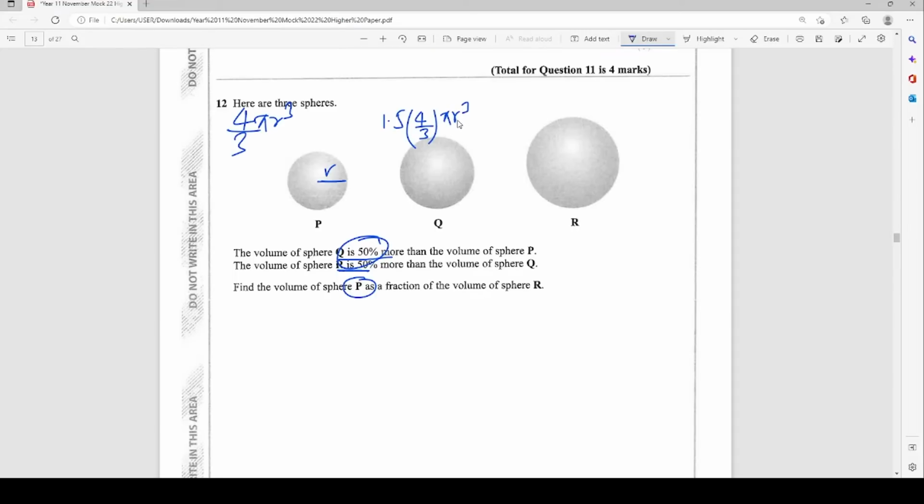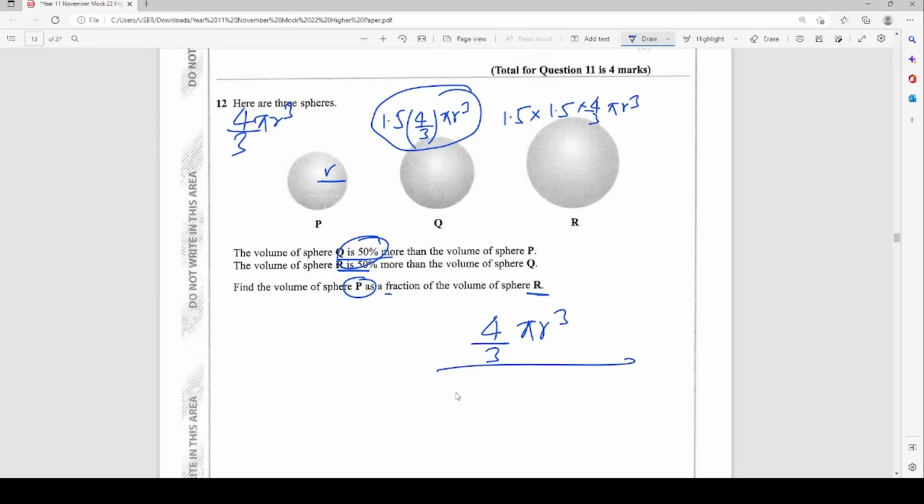Of course this r is different, but we are just trying to find a multiple, so it should be 1.5 times more. And again, R is going to be 50% more, so the multiplier I can use is 1.5 times 1.5. So the volume that I have for Q is 4 over 3 pi r cubed. Now I need to find the ratio, the fraction between P and R. So the volume for a sphere P is going to be 4 by 3 pi r cubed divided by 1.5 times 1.5 times 4 by 3 pi r cubed.